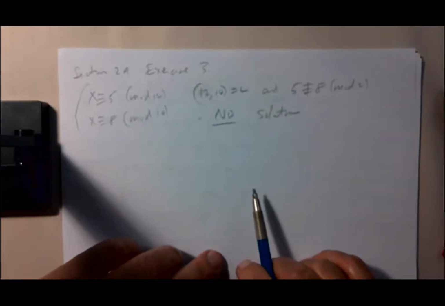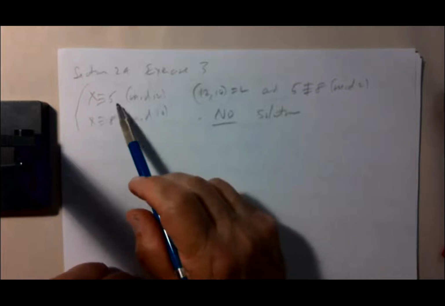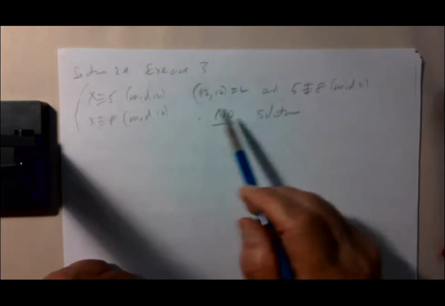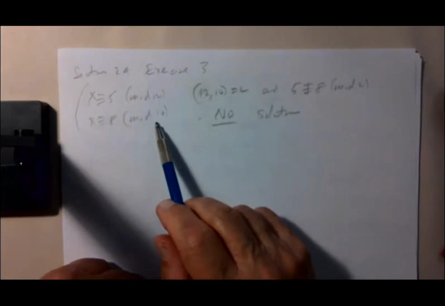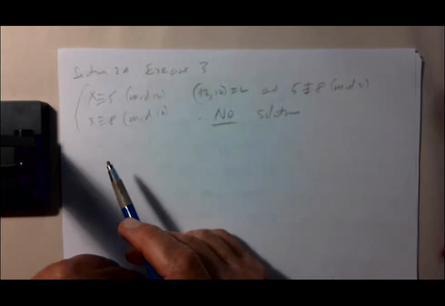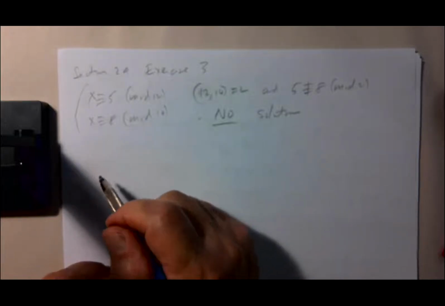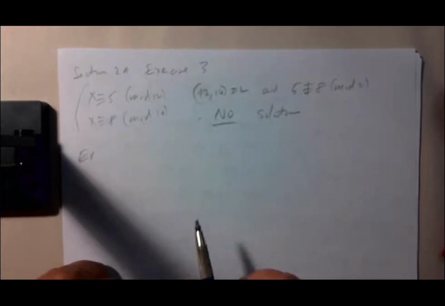Right? The necessary and sufficient condition for two linear congruences to have a solution is that the difference of these right sides, 5 and 8, is divisible by the GCD, and 3 is not divisible by 2. So there's no solution. Let's look at exercise 2. Any questions about that?